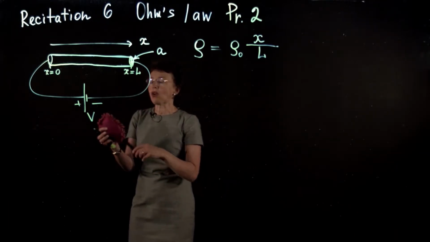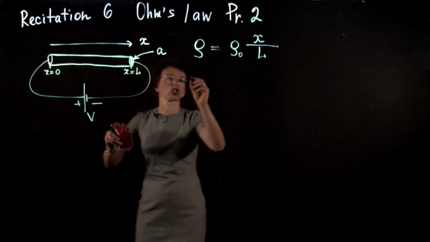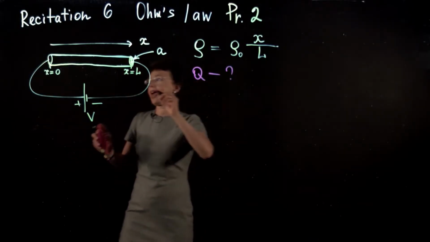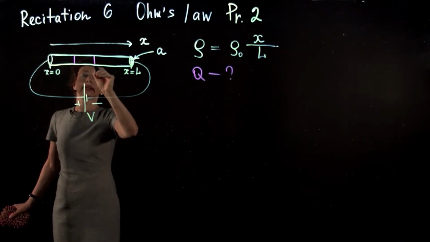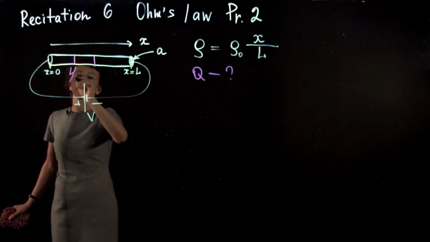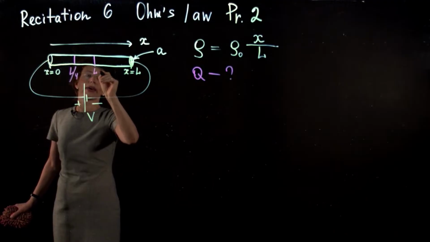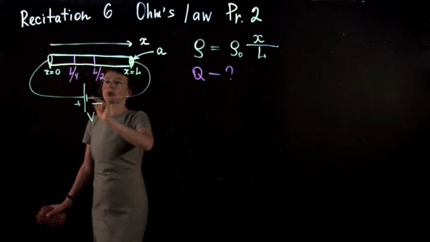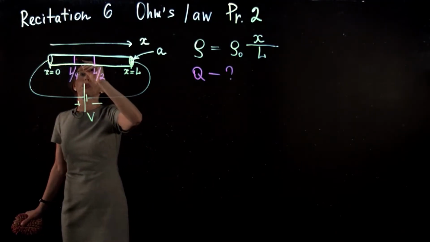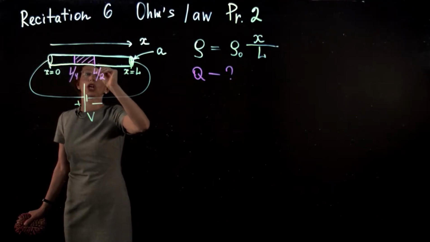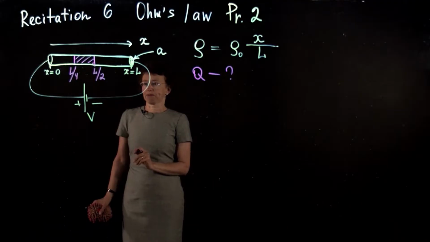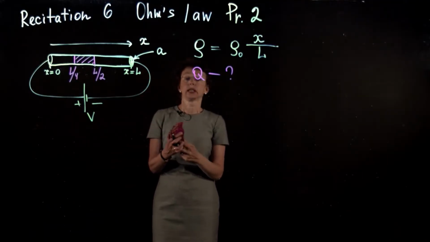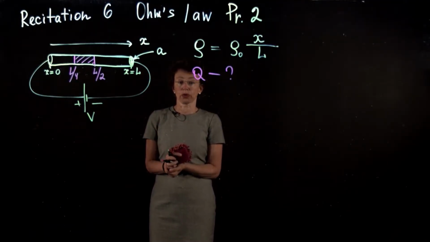We want to find how much charge is there between L over 4 and L over 2. This point is length over 4, and this point is L over 2. So what we are looking for is the amount of charge within this piece of this wire. Well, how to think about this problem?